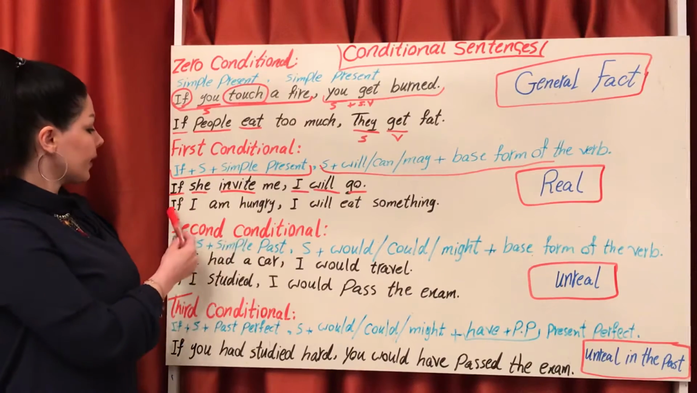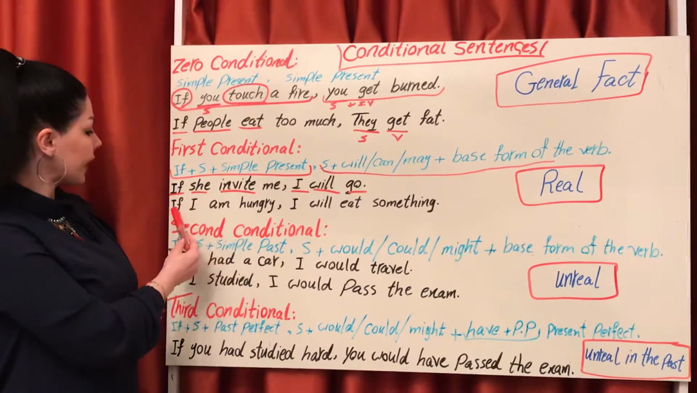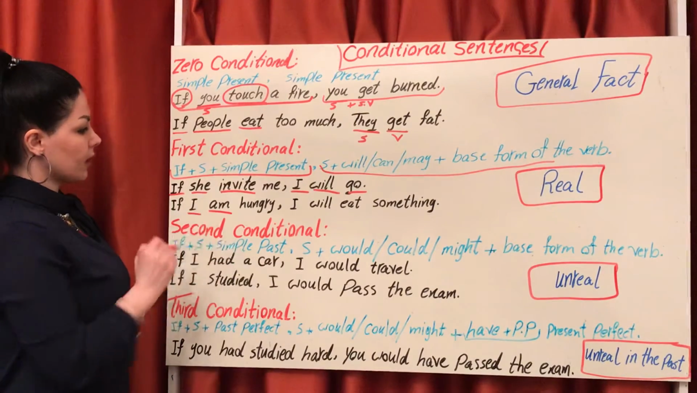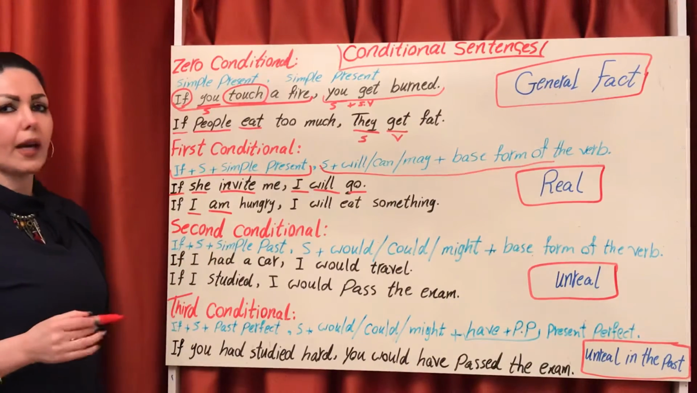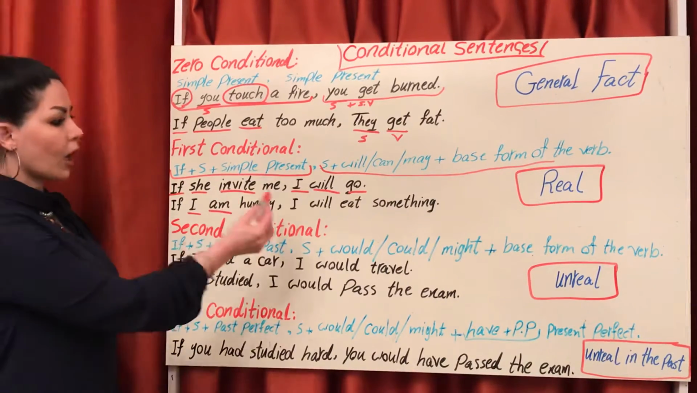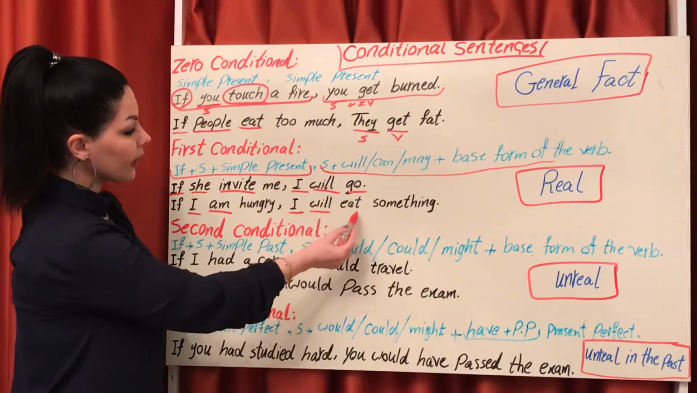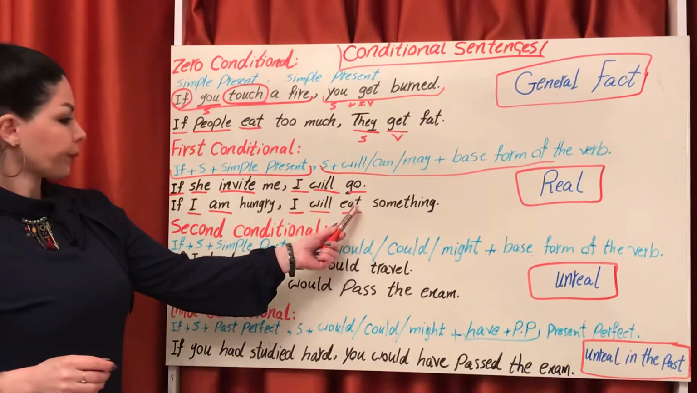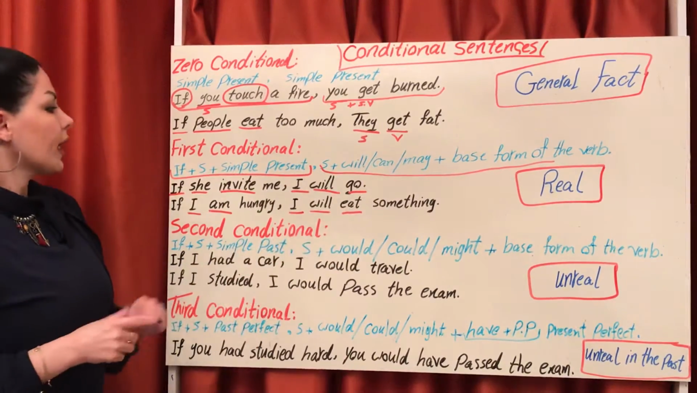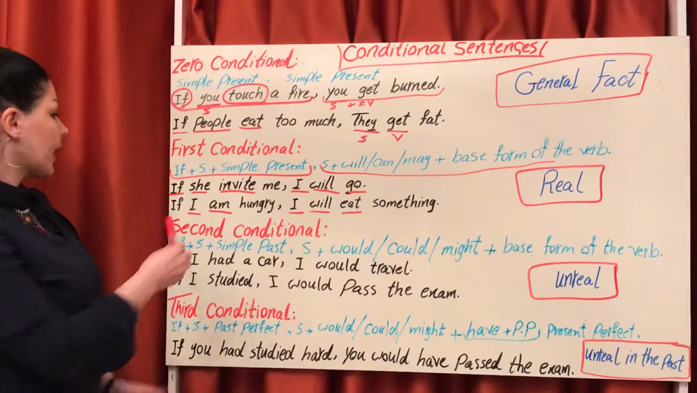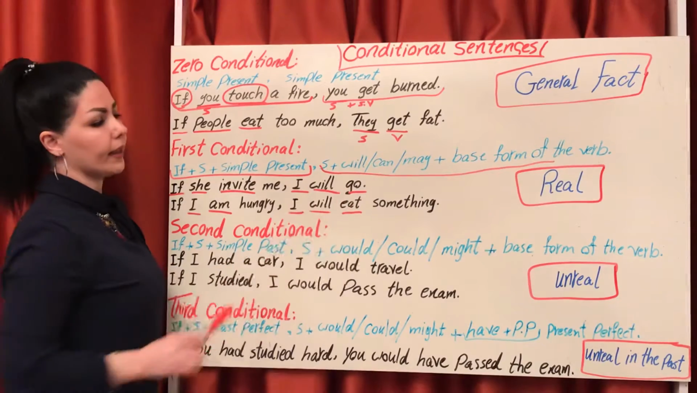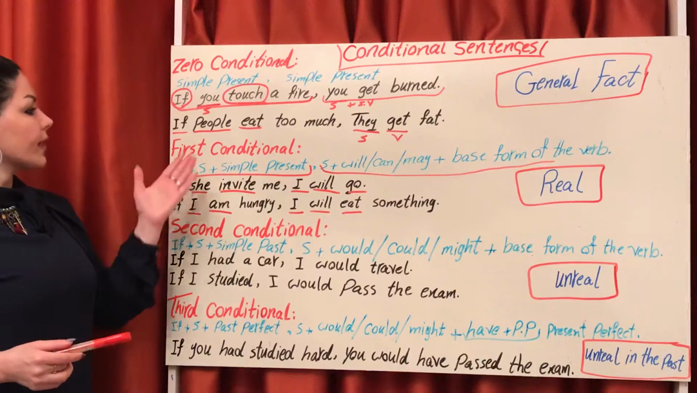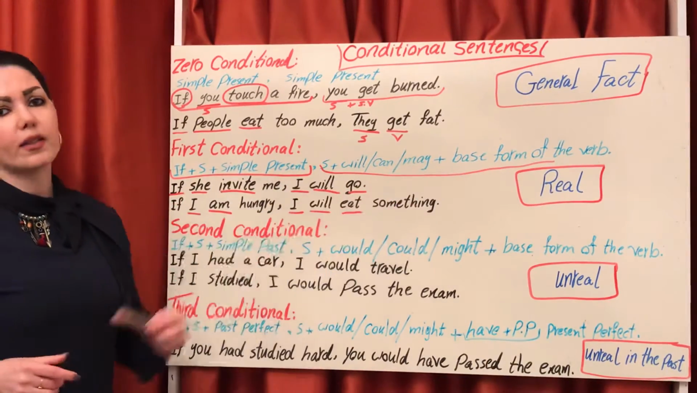The second example, if I am hungry. If plus subject plus simple present to be verb, am. If I am hungry, I will, subject will, base form of the verb. I will eat something. If I am hungry, I will eat something. Okay? So, first conditional is for real situations.